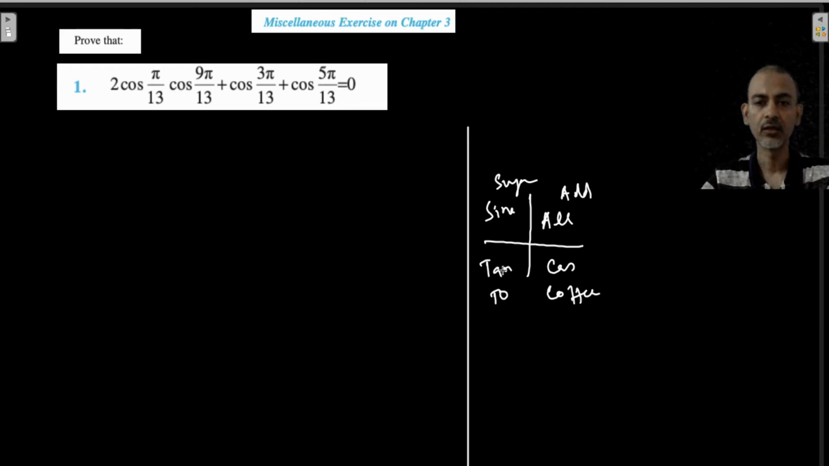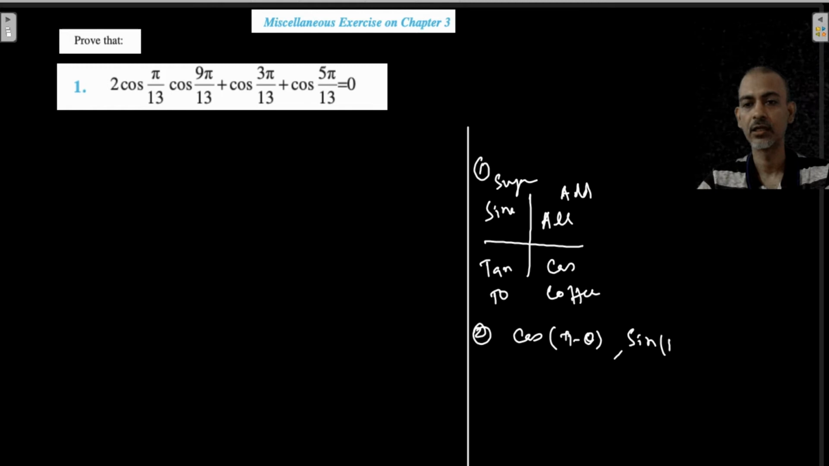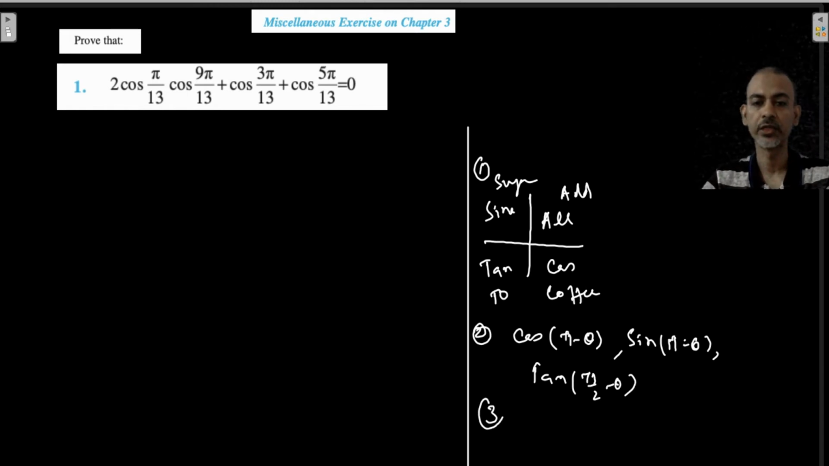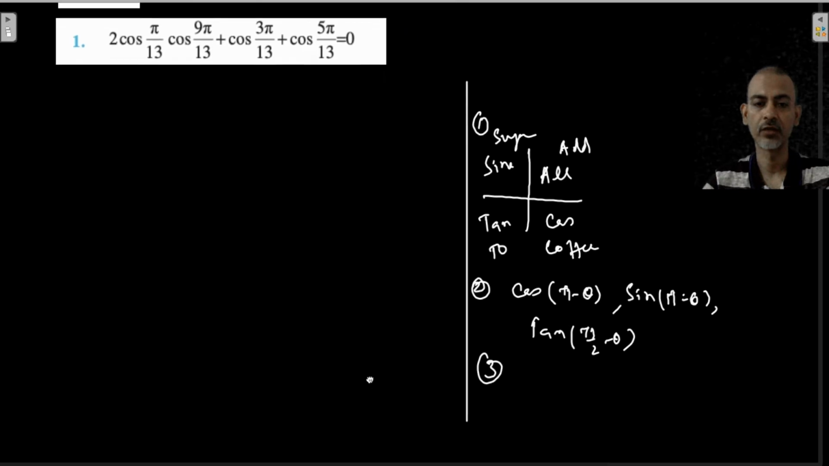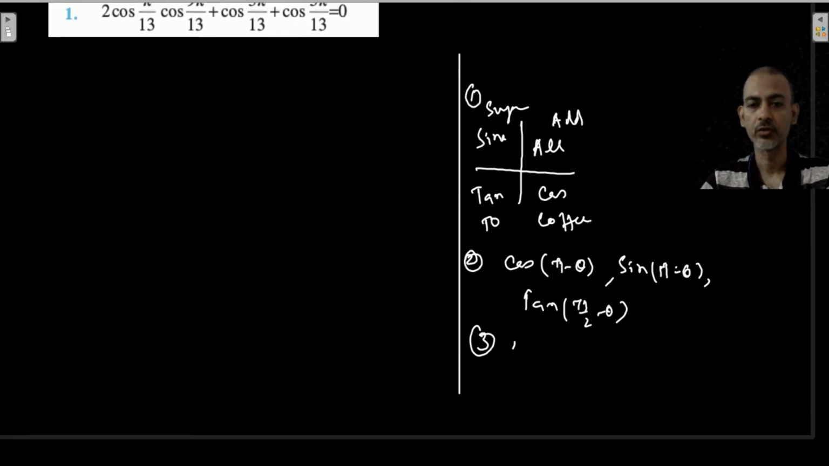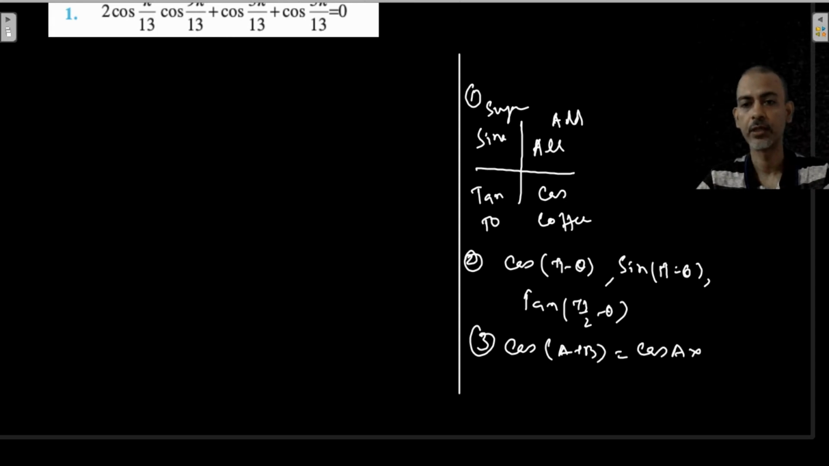The second bulk of concepts is we need to remember what is cos of pi minus theta, what is sine of pi minus theta, what would be tan of pi by 2 minus theta, and so on and so forth, right? So these things we need to remember. We also need to remember some of the formulas which we have learned. So for example, we need to remember what is cos a plus b. So cos a plus b would be cos a into cos b, minus sin a into sin b.